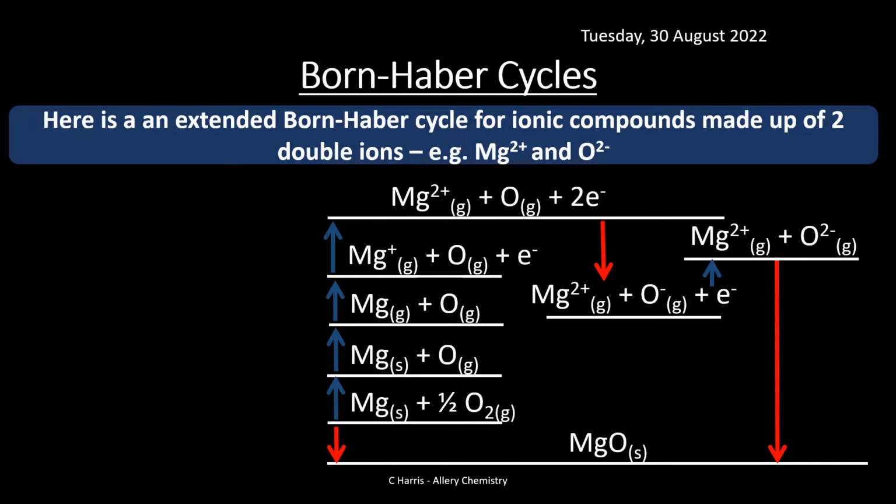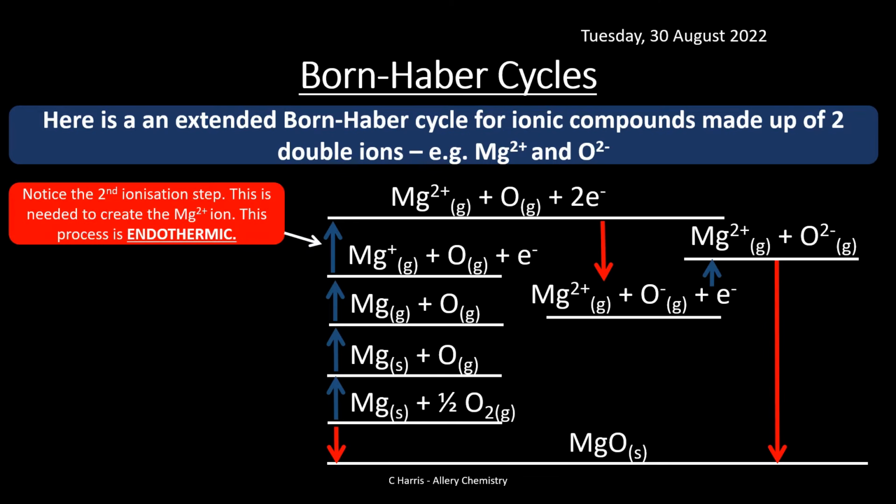Right, okay, so let's look at a bit more of a complicated one. This is an extended Born-Haber cycle for ionic compounds that are made up of 2 double ions. So we're going to look at Mg2+ and O2-. Now you can see there's a lot of different things going on here, but I just want to point out a particular quirk. So notice just some differences here. I'm not going to go through the whole thing. I'm just going to point out the differences.